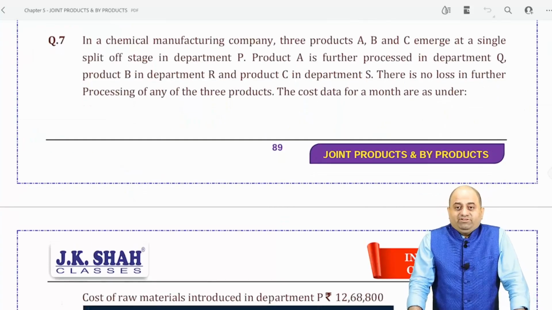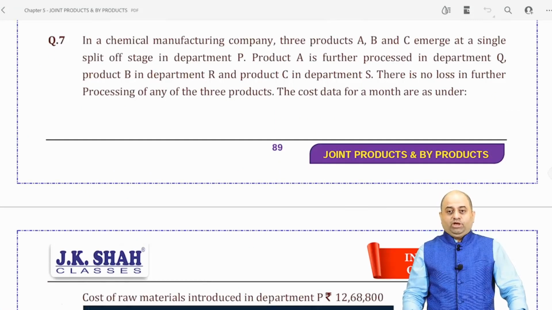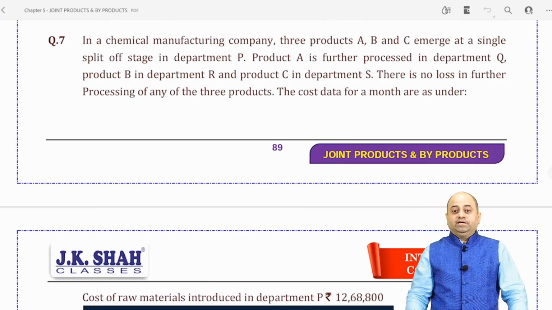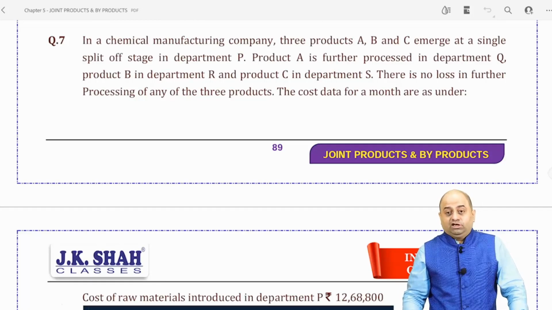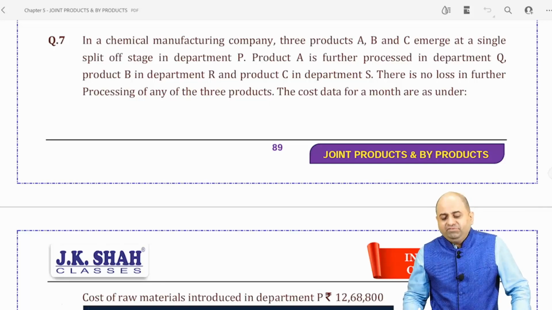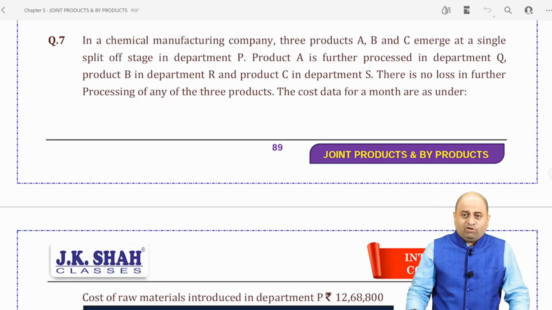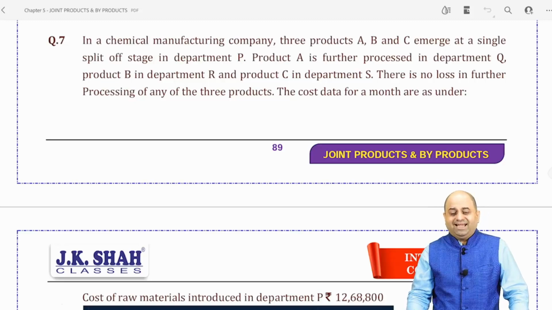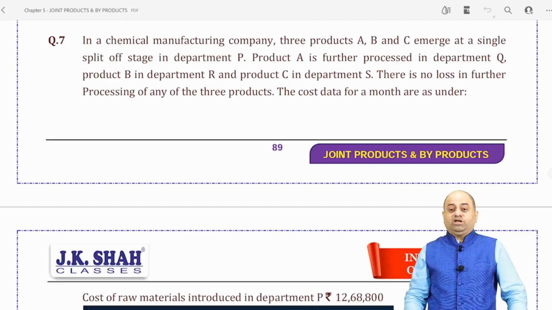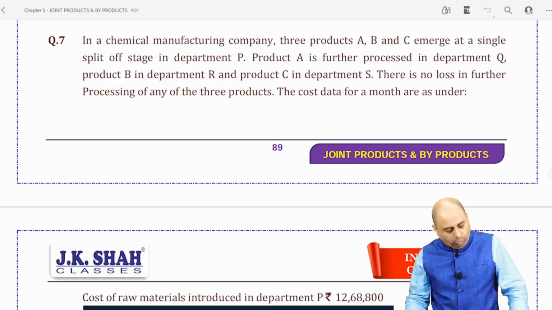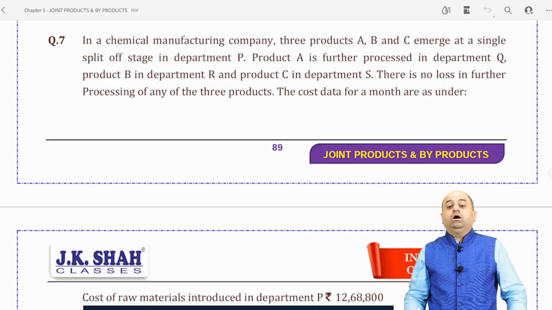Now, in question 7, we are told that 3 products are processed together in department P and they are processed further in department Q, R and S respectively. We know that any cost incurred up to split off point is joint cost. Naturally, department P's cost will be joint cost, and since these products are processed further in Q, R and S department, cost of department Q, R and S will be post separation cost for product A, B and C.